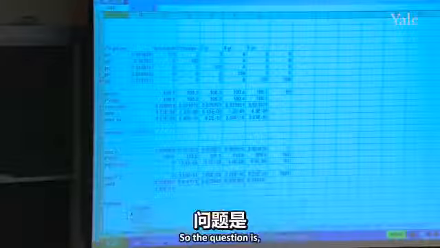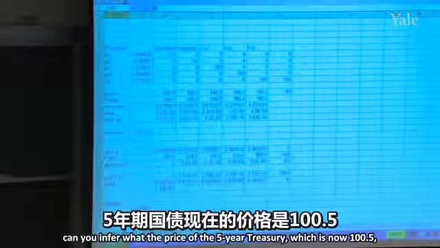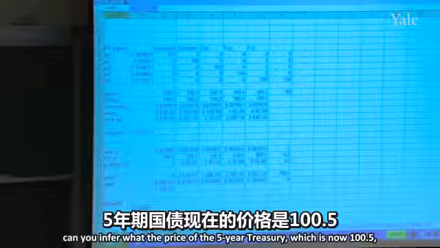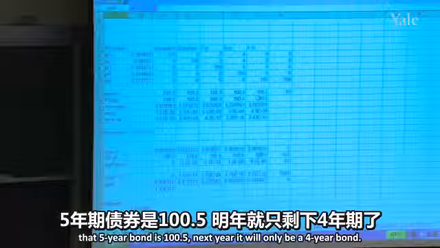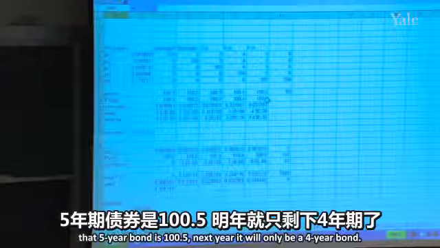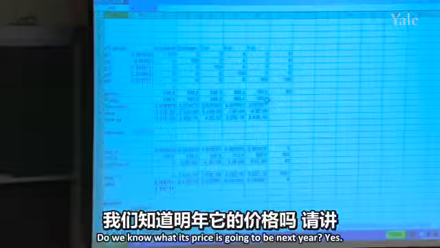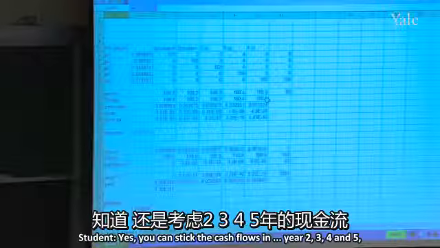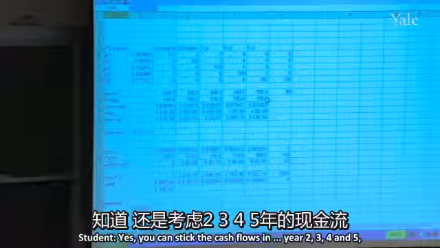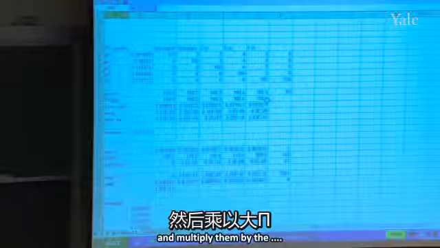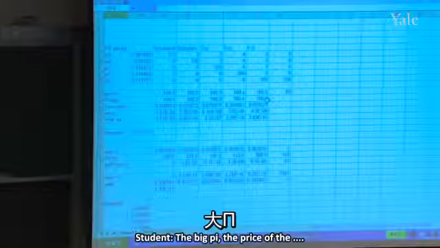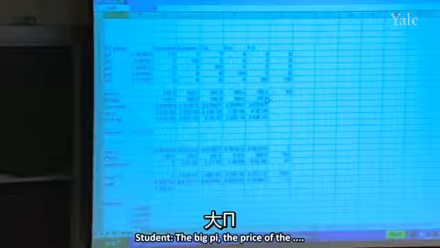So the question is, can you infer what the price of the 5-year Treasury, which is now 100.5, that 5-year bond is 100.5. Next year, it'll only be a 4-year bond. Do we know what its price is going to be next year? Yep. Yeah, you can just take the cash flows for year 2, 3, 4, and 5. Times them, or multiply them by the times for those years. By what pies? The big times, the price of the zero coupon bond.